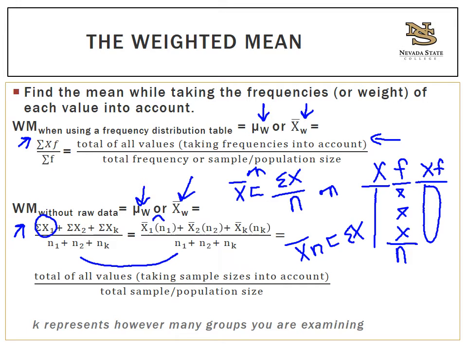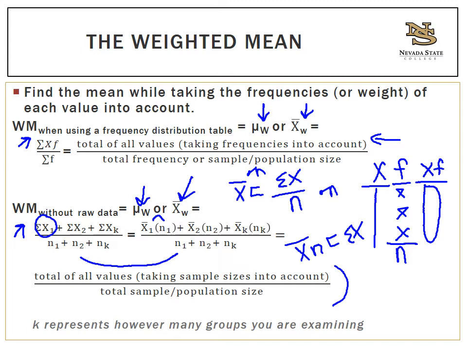Then you'll see the denominator is the exact same sample size as here. Now, you'll see that this is kind of spelled out in words. It's the total of all values, the sum of X for all different groups while taking the sample sizes into account, divided by the total number of items that you're looking at or people that you're looking at.